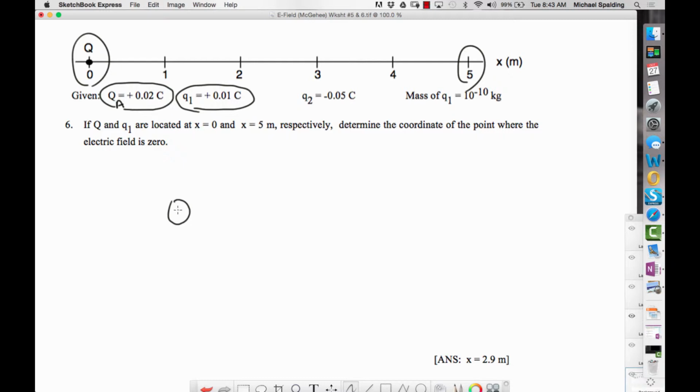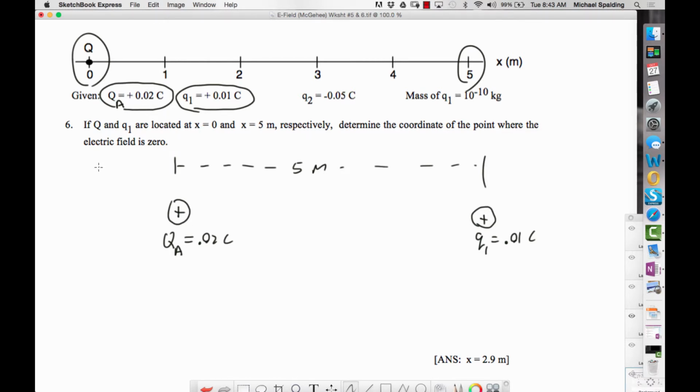Okay, so let's draw a picture down here. I'm going to call this guy QA. QA is 0.02 coulombs. And then over here, he's positive. So positive charge, we're going to call this guy Q1, and he is 0.01 coulombs. And the total distance of separation is 5 meters, like that. Determine the coordinate of the point where the electric field is 0.